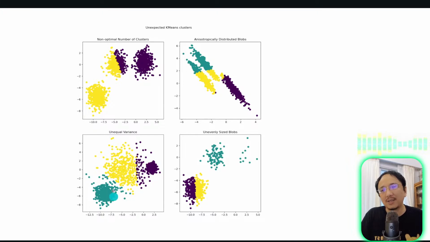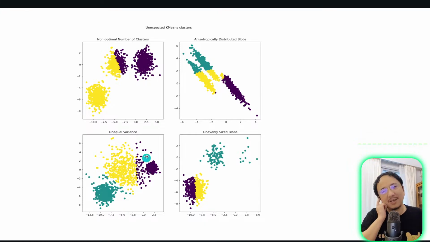So in this example, we should have 3 clusters: this guy, the big one, and the small one. You can see that a lot of the points, the samples that should be in the yellow one, are categorized as being in this purple one.